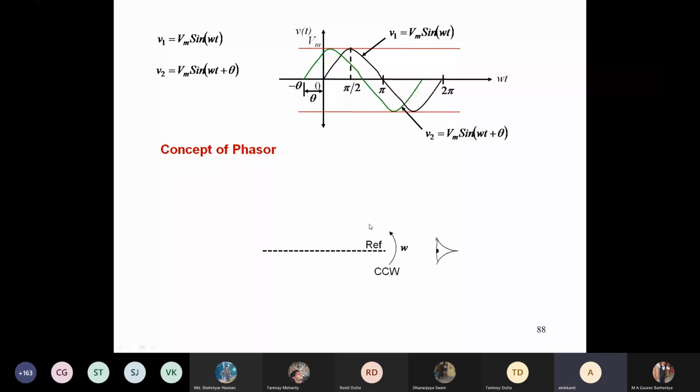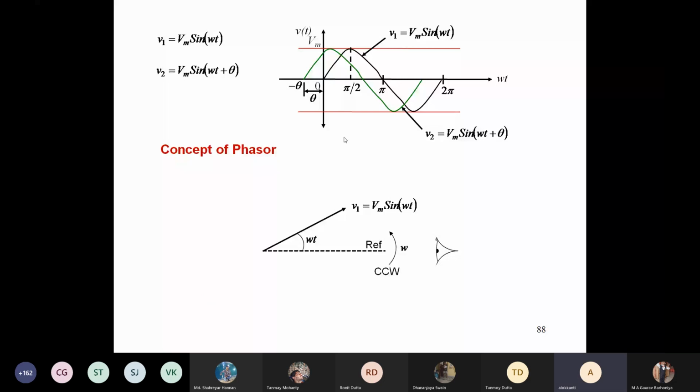So Vm sin omega t will be what? It is basically the projection of the vector on the y-axis. Rotating at omega, after time t, it will cover an angle omega t. So the vector will be here, and this is basically Vm sin omega t. It is rotating at an angular speed omega, where omega is defined by 2 pi f and so on.